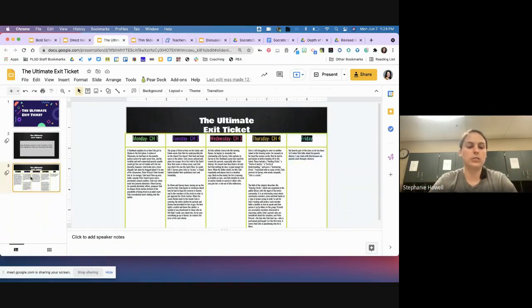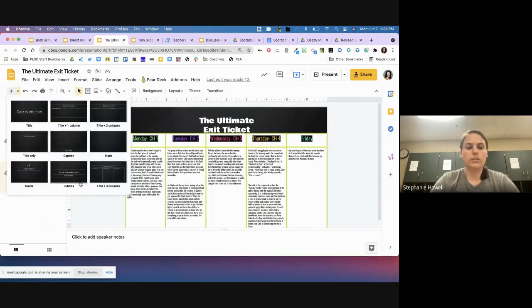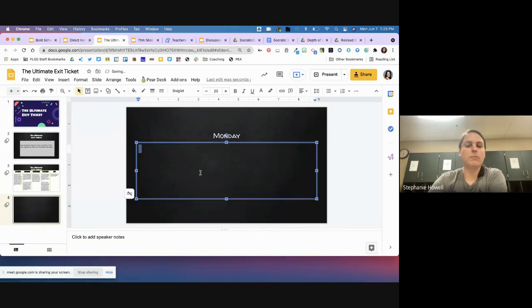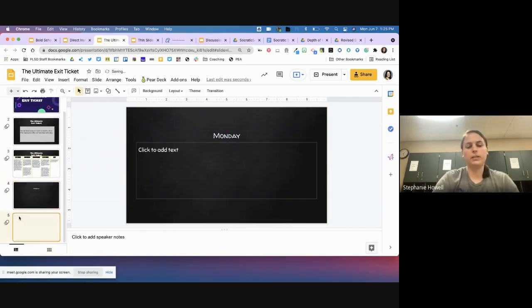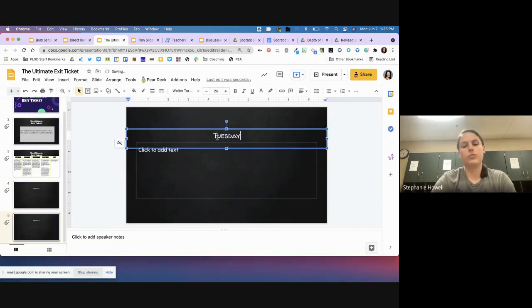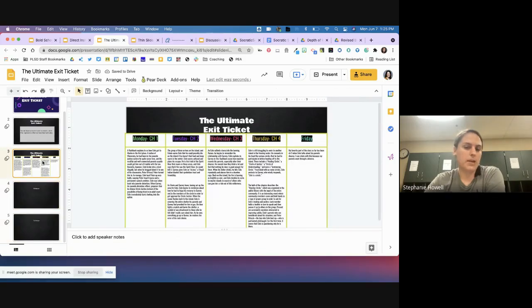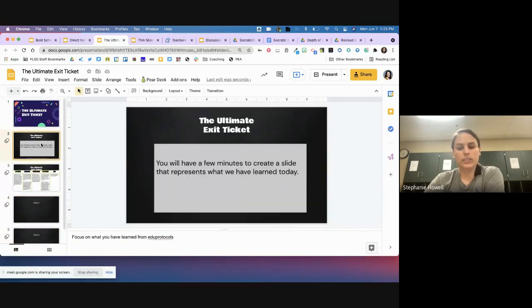You could also do this with 5 different slides. It doesn't have to look like this. And you could just have the students quickly write Monday, and then they could write what they learned on Monday, and then they could duplicate it and write what they did on Tuesday, or you could force a copy in Google Classroom or have them do it on paper. So either way, it just gives them a few minutes to recapture what they learned from the lesson.